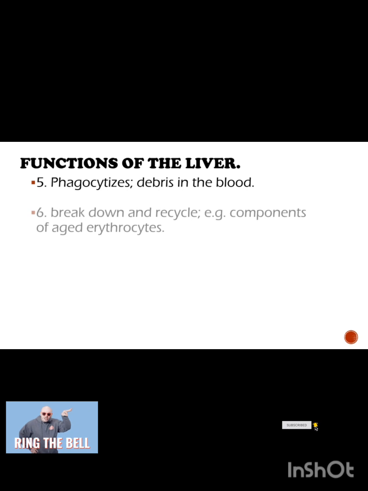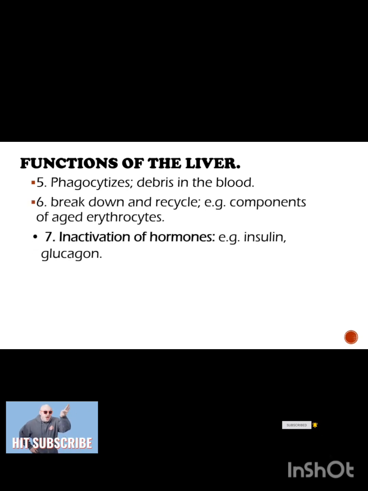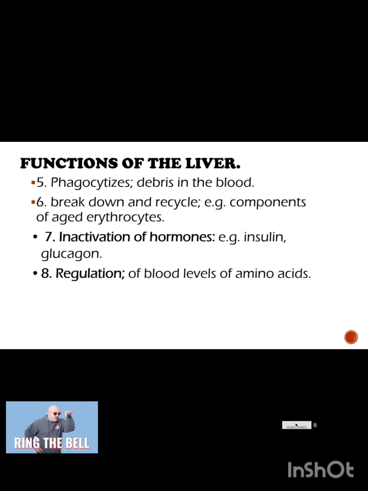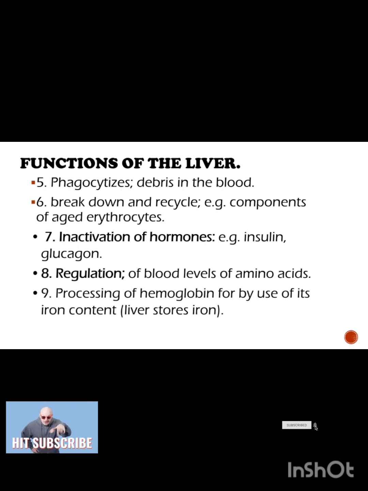Then other functions include phagocytosis, breakdown of red blood cells, those are erythrocytes, in case they are worn out, inactivation of hormones, regulation of levels of amino acids, producing hemoglobin, by the use of its iron content that is in the liver stores. So when the liver stores excess iron, maybe from breakdown of red blood cells, it will store this iron, and then later when hemoglobin is needed, it will produce that iron. That's why it helps in processing of hemoglobin.